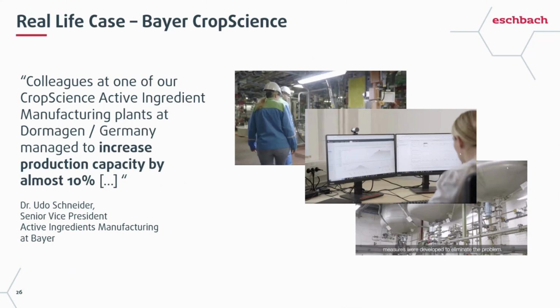Now we said we're going to talk about examples. So one real life case here is Bayer Crop Science. We are very proud to work for Bayer Crop Science. They are using Shift Connector globally, and there's a wonderful example from one plant in Dormagen, where the team really had a major success and they improved the OEE by 10%.